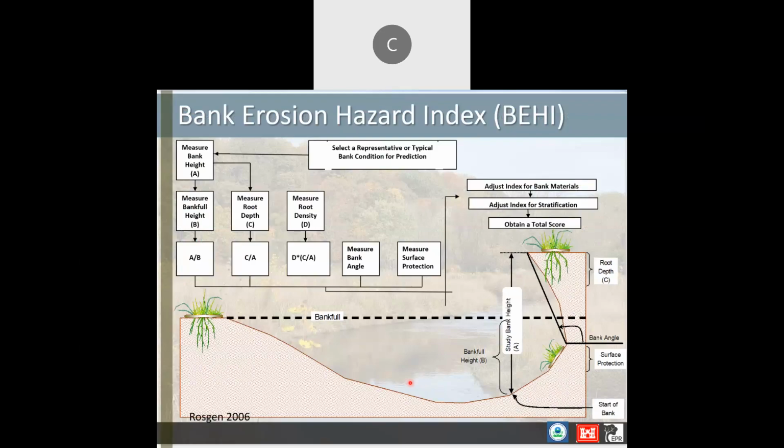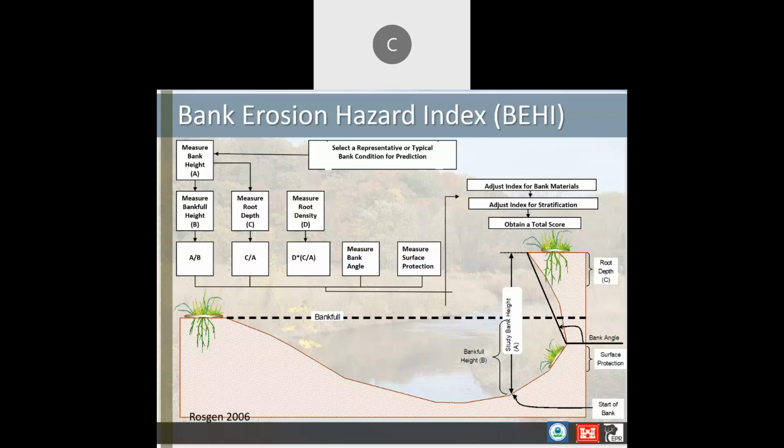Before I show a couple pictures of BEHI banks, I just want to cover this. I did say that in order to be considered eroding, you have to have 25 BEHI points. BEHI assesses 5 variables on a scale of 1 to 10, so the maximum BEHI score is 50. The 5 variables are bank height, root depth, root density, bank angle, and surface protection.